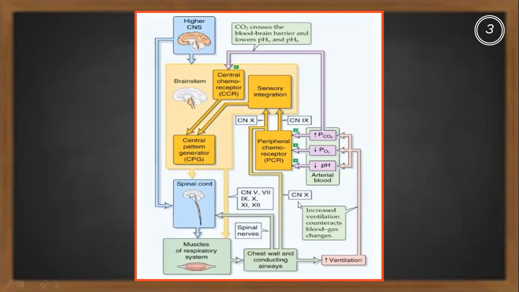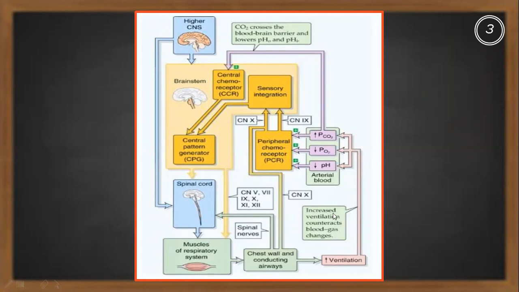Furthermore, they are also detected by the cranial nerve number 10, which goes to the sensory integration center located in the brainstem. But now these chest wall and conducting airway changes that we see here during respiration cause an increase in the ventilation. So once there is increase in the firing of the central pattern generator, there is increase in the ventilation. Now what effect does increased ventilation cause? So now that causes counteraction of the blood gas changes.